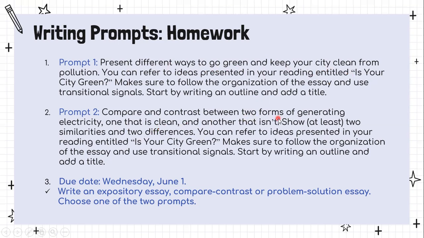And here you're going to compare and contrast between 2 forms of generating electricity. For example, one form would be using motor engines and another form would be using solar panels and wind wheels. One of them is using non-renewable sources, motor engines, and solar panels and wind wheels are using renewable sources. This one, for example, causes pollution while the other does not cause pollution. Okay, so you can compare and contrast in prompt 2, and in prompt 1, present a problem and a solution.